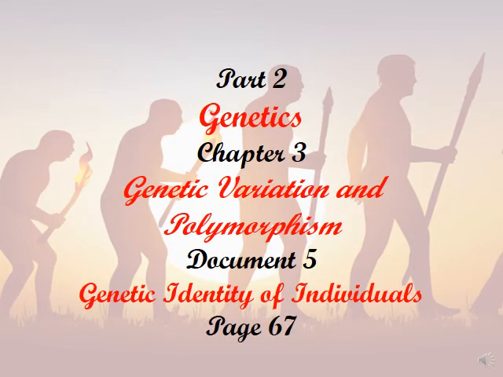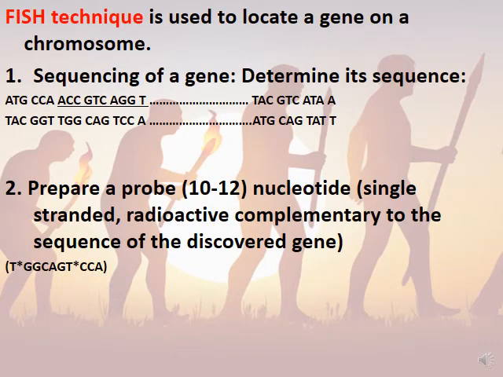Let's move to document 5, genetic identity of the individual. Here we talk about the FISH technique. The FISH technique is used to locate a gene on a chromosome. FISH stands for fluorescent in situ hybridization. First of all, you have to sequence a gene, determining its sequence. So this is the sequence: ATG, CCA, ACC, GTC, AGG, and so on.